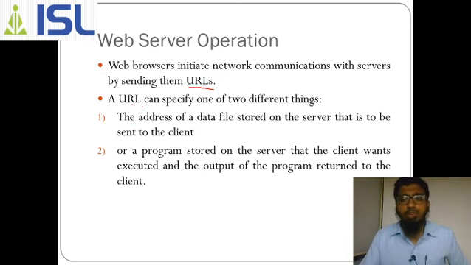The URL can be specified in two different ways: the address of the data file stored on the server that is to be sent to the client, or a program stored on the server that the client wants to execute and the output of the program returned to the client. There are two things. First, whatever file I store, that I want. Second, whatever I stored in the server, I want the output. These two things are there. Web server operation, whatever you want you will get from the web server.